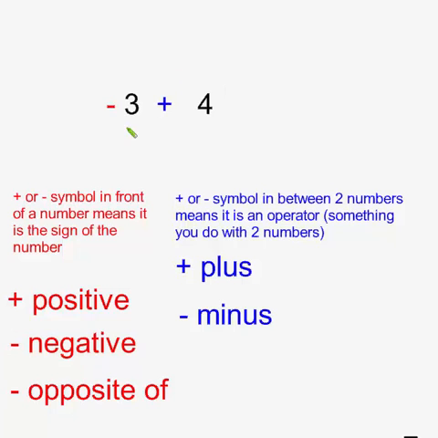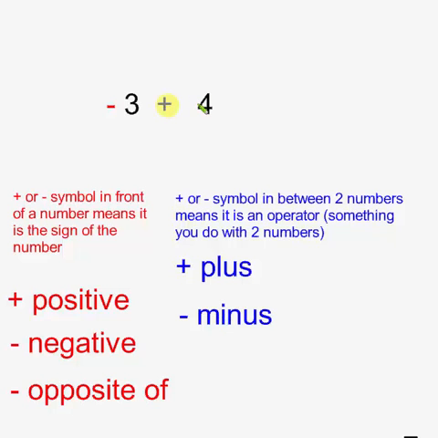Here's an example where you have a couple choices. Notice here that this symbol is not between two numbers. We're not operating on two numbers. This is simply telling me something about the number 3. This says it's not +3, that it is -3. But it's also correct to use the language opposite of. So you have a choice. You could either say negative 3 or you could say the opposite of 3.